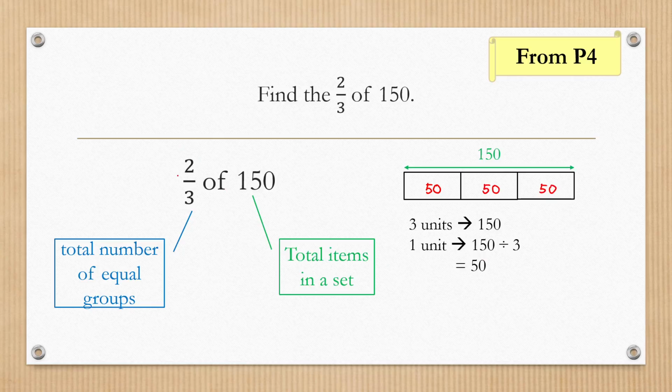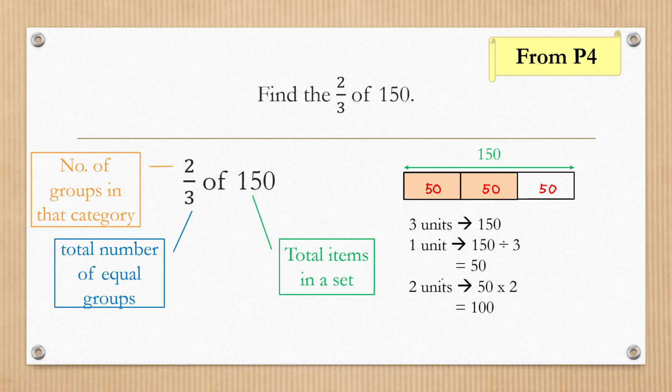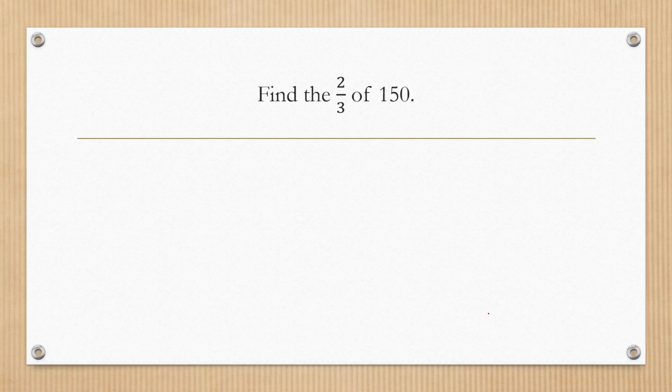But we want to find 2 of these groups, the number of groups in that category that we are talking about. So in other words, we'll multiply the 50 by 2 to get 100. Now, we're going to use the same question, but we will use the cancellation method instead of the unitary method. Again, 2/3 of 150 just means 2/3 times 150, or multiplied by 150. And again, I'm going to put this in the form of 150 over 1, just to make it clearer.